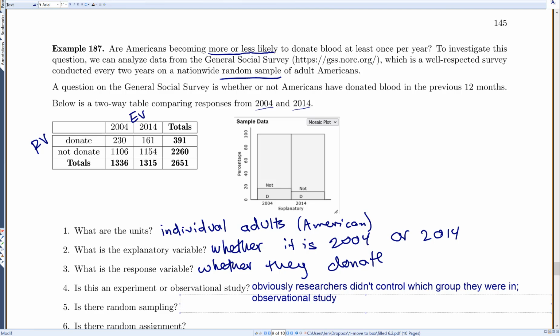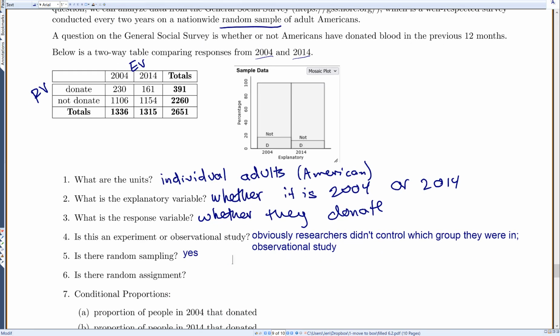So is there random sampling? Did it tell you that it was a random sample? I did say random sample, so we'd say yes. Is there random assignment? Did we randomly assign them to groups? Well, we didn't assign them to groups at all, so no, because we didn't even assign them to groups, let alone randomly assign them to groups.